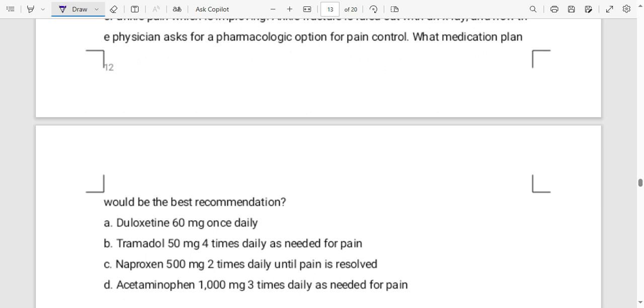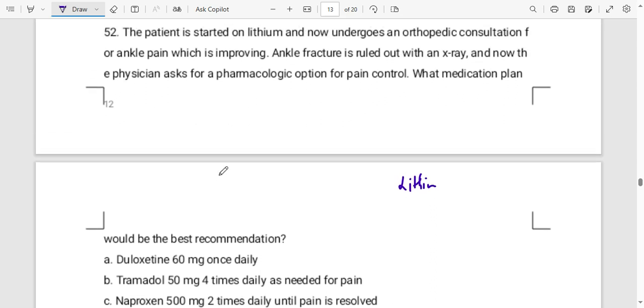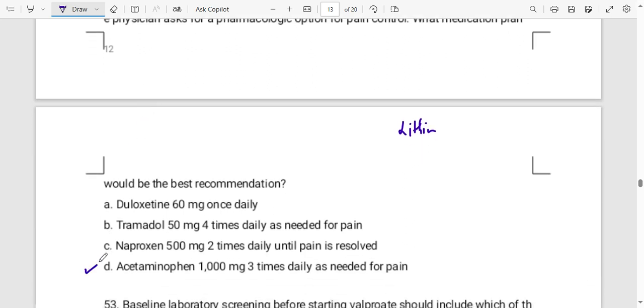So which one would we pick? Someone is taking lithium and even they are having pain. So which one of these drugs would be the best to manage that pain? Especially that the ankle pain is improving. D, thank you so much. Any reason why you would go for that? Any?